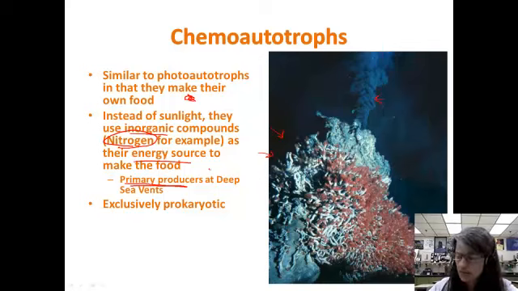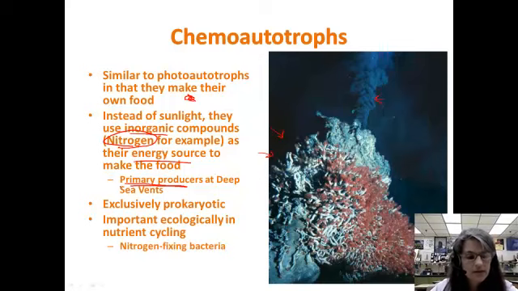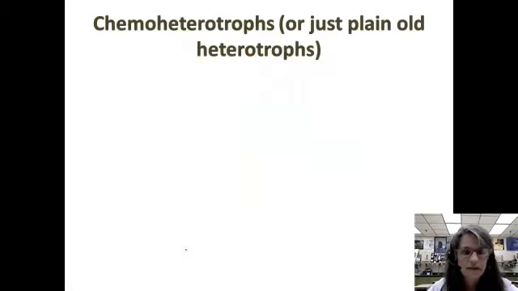Chemoautotrophs are exclusively prokaryotic. We don't have any eukaryotic ones. They're also really important in our ecosystems above the deep sea vents, as in nutrient cycling. For example, nitrogen fixing bacteria are really important in cycling nitrogen through our ecosystem, and we talked about that with ecology. We'll review it some as well.